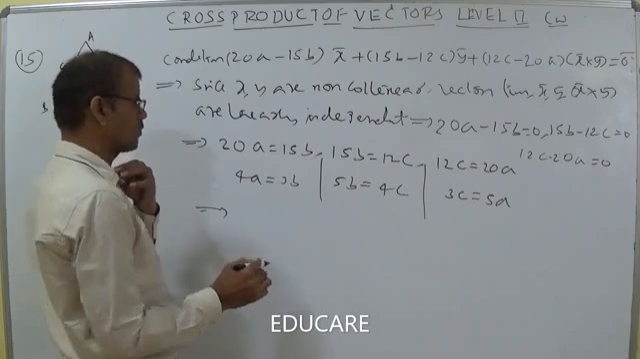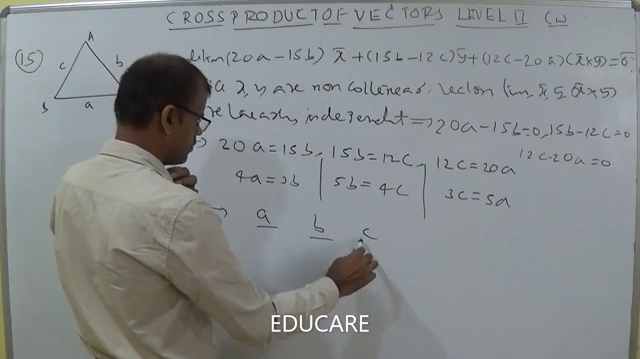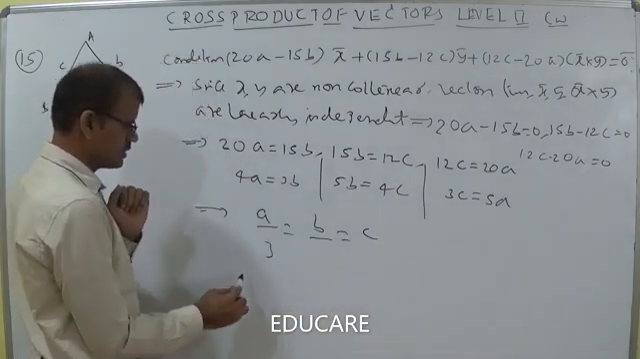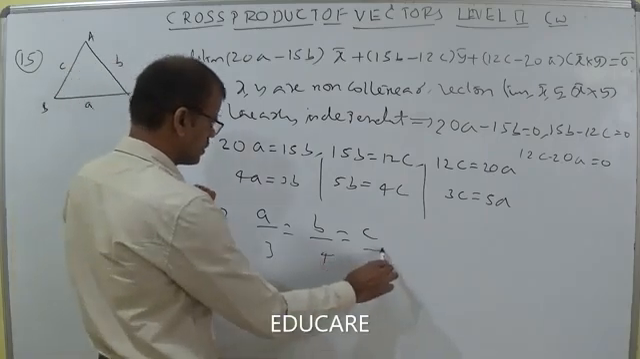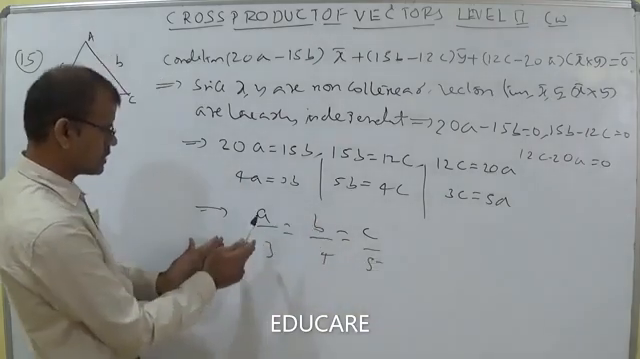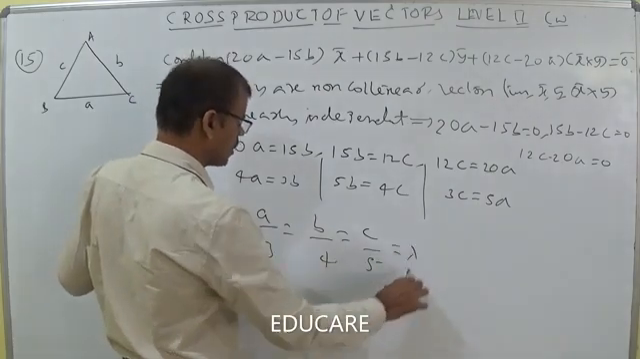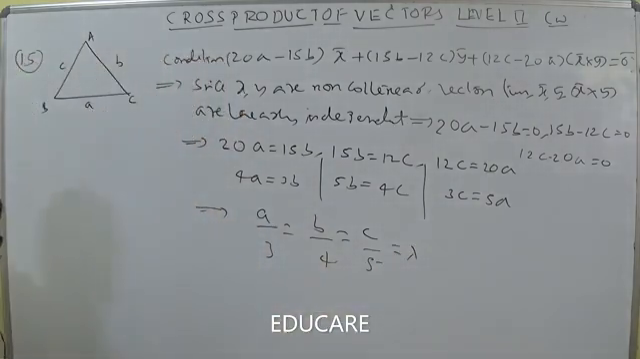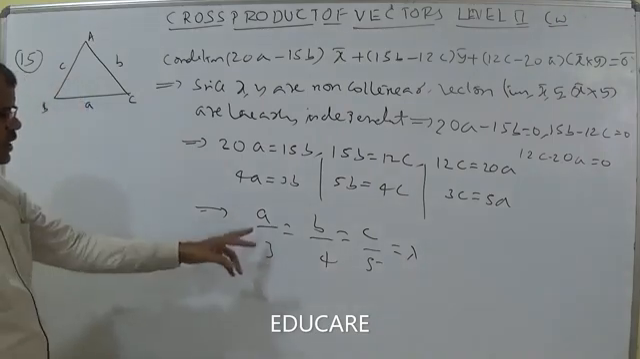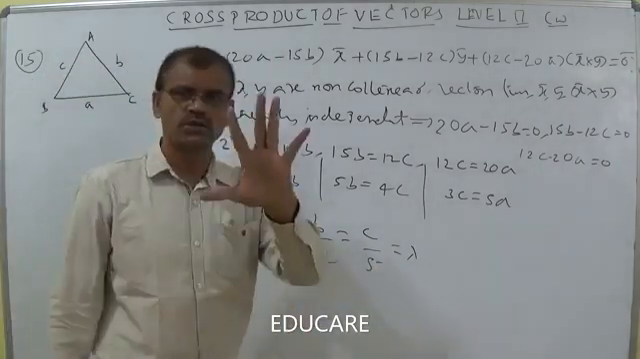They are in proportionate values. I am writing a by b by c. You can adjust the numbers. Let us write a by 3, b by 4, c by 5. The relation we had written is equal to lambda. Here a, b, c denote the lengths of the sides. So a is equal to 3 lambda, so 3 parts. b is equal to 4 parts. c is equal to 5 parts.